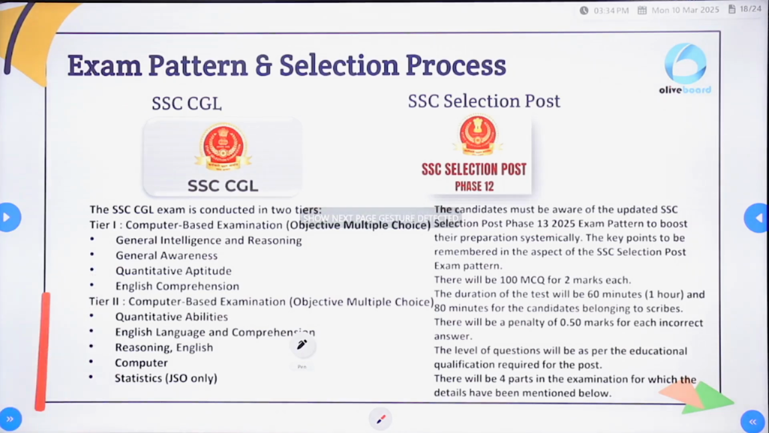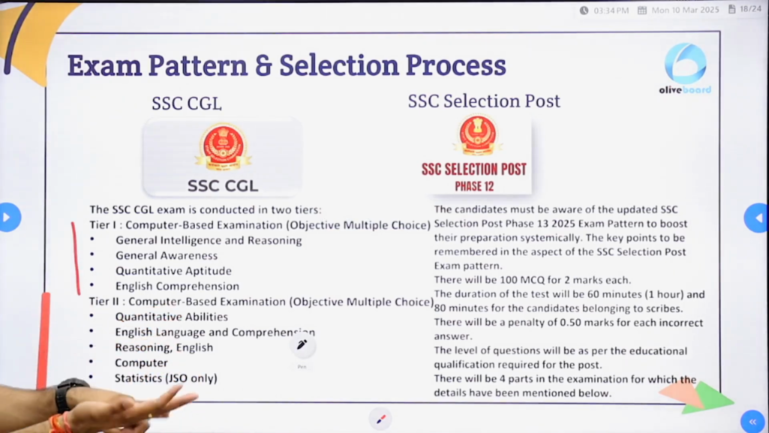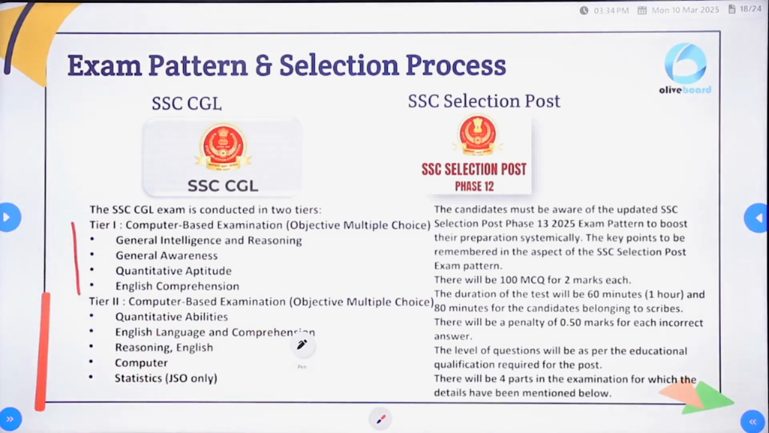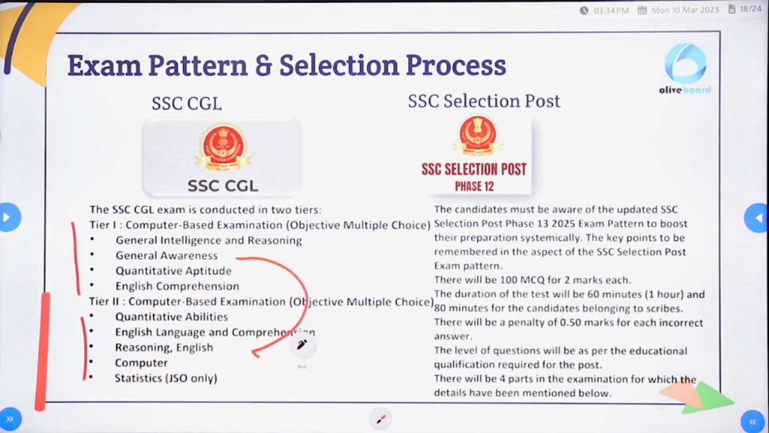When it comes to CGL, it is conducted in two tiers. Tier 1 for intelligence, GA, I should say, GA and GS, reasoning, quants, and English. Tier 2 is also there now, and as I mentioned, after 2022, it has all the four subjects. They are in tier 1 along with computers in tier 2, which is just qualifying in nature. And if you are preferring any distinct post like JSO, you have to go through those examinations also.